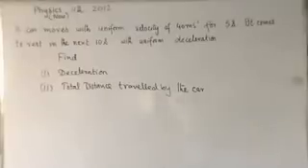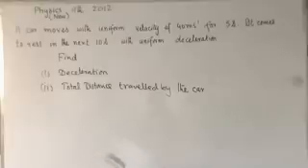Question 2.5. A car moves with a uniform velocity of 40 meters per second for 5 seconds. It comes to rest in the next 10 seconds with a uniform deceleration. Find number 1, the deceleration, and number 2, the total distance traveled by the car.